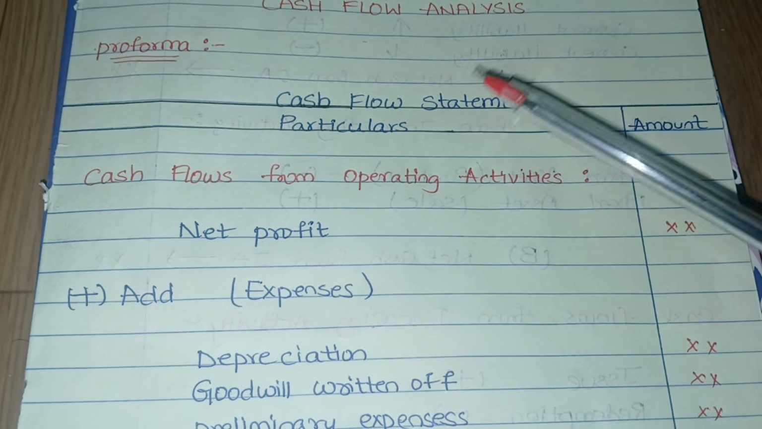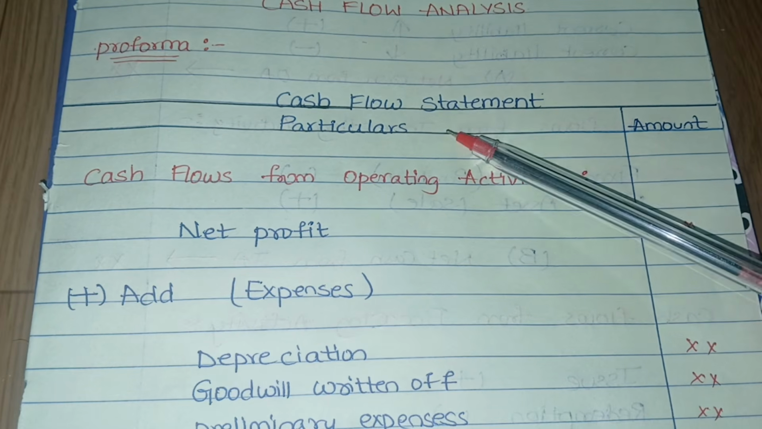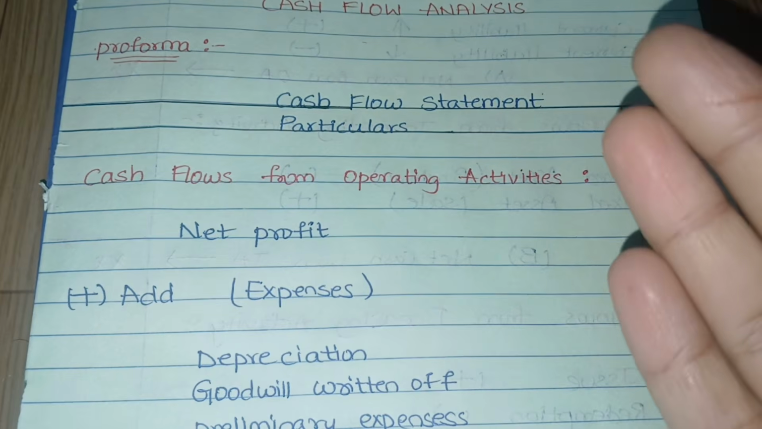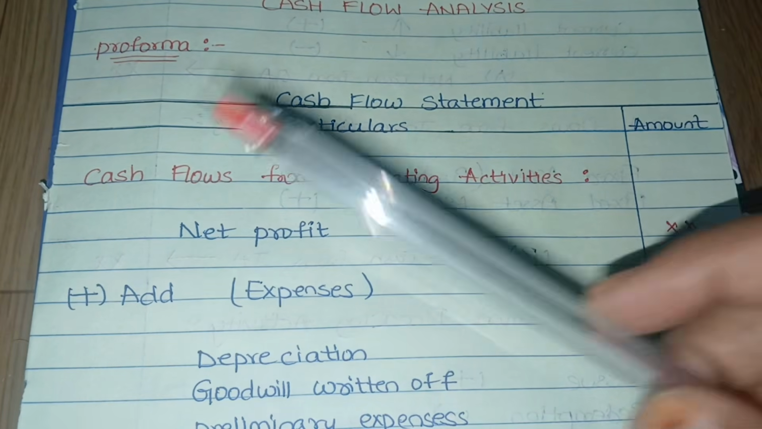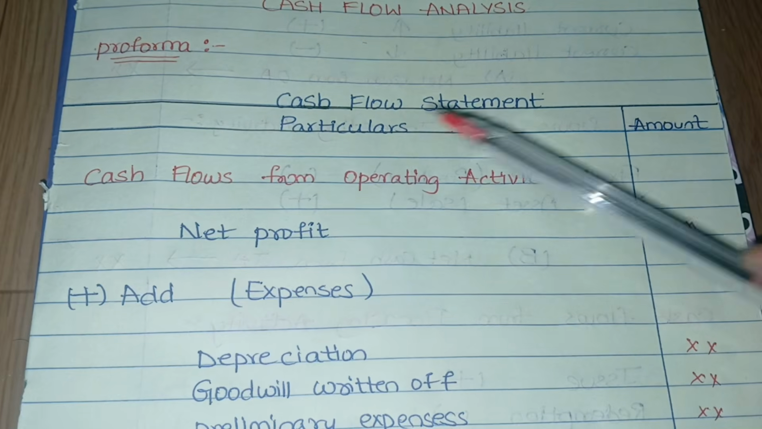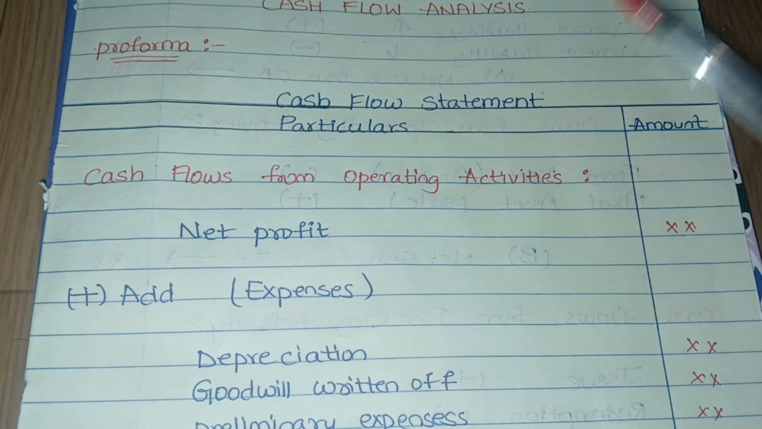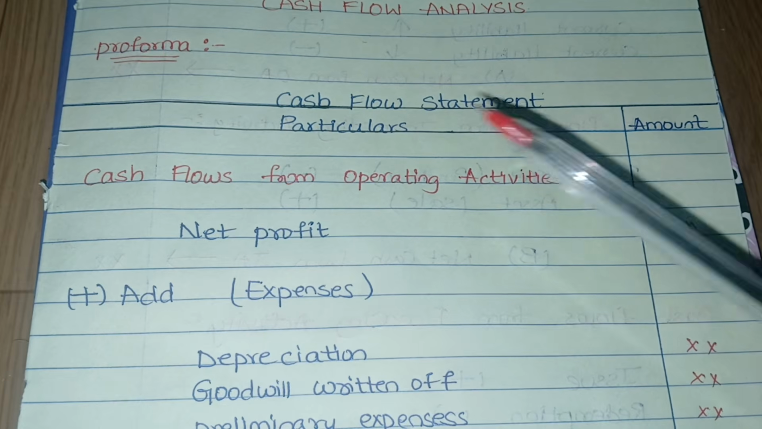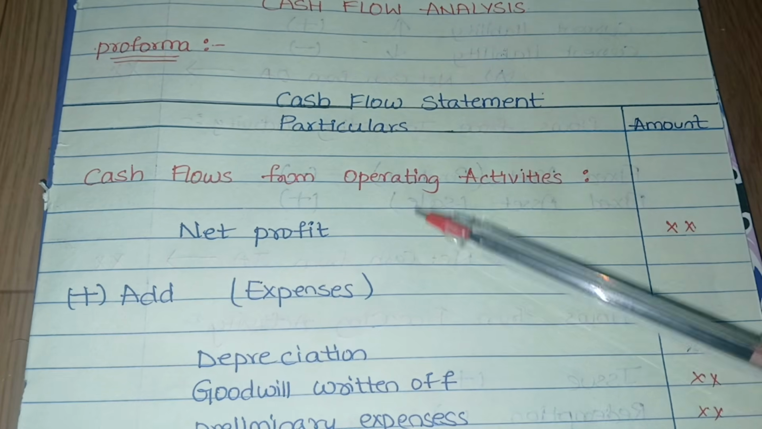In the cash flow statement proforma, you will have particulars and amount. In particulars there are three main side headings. The first one is cash flow from operating activities. This is the first heading you have in your proforma. In operating activities, the first thing you will have is net profit.